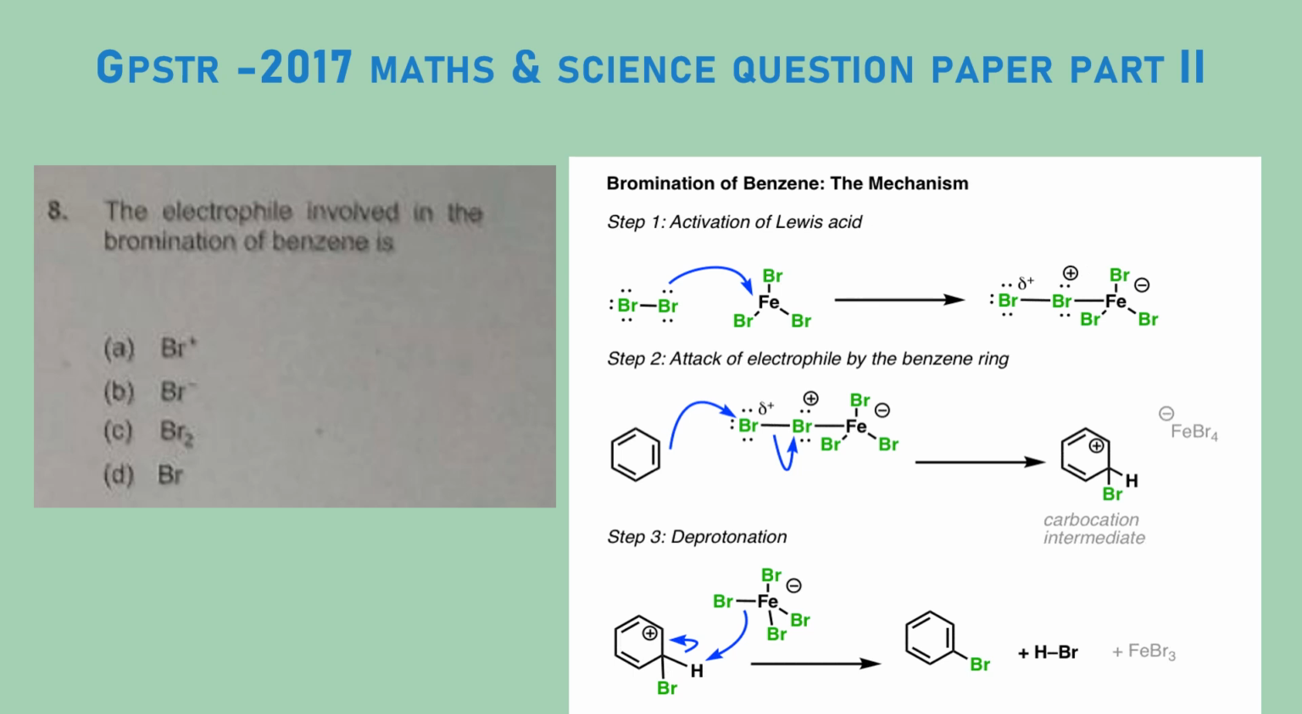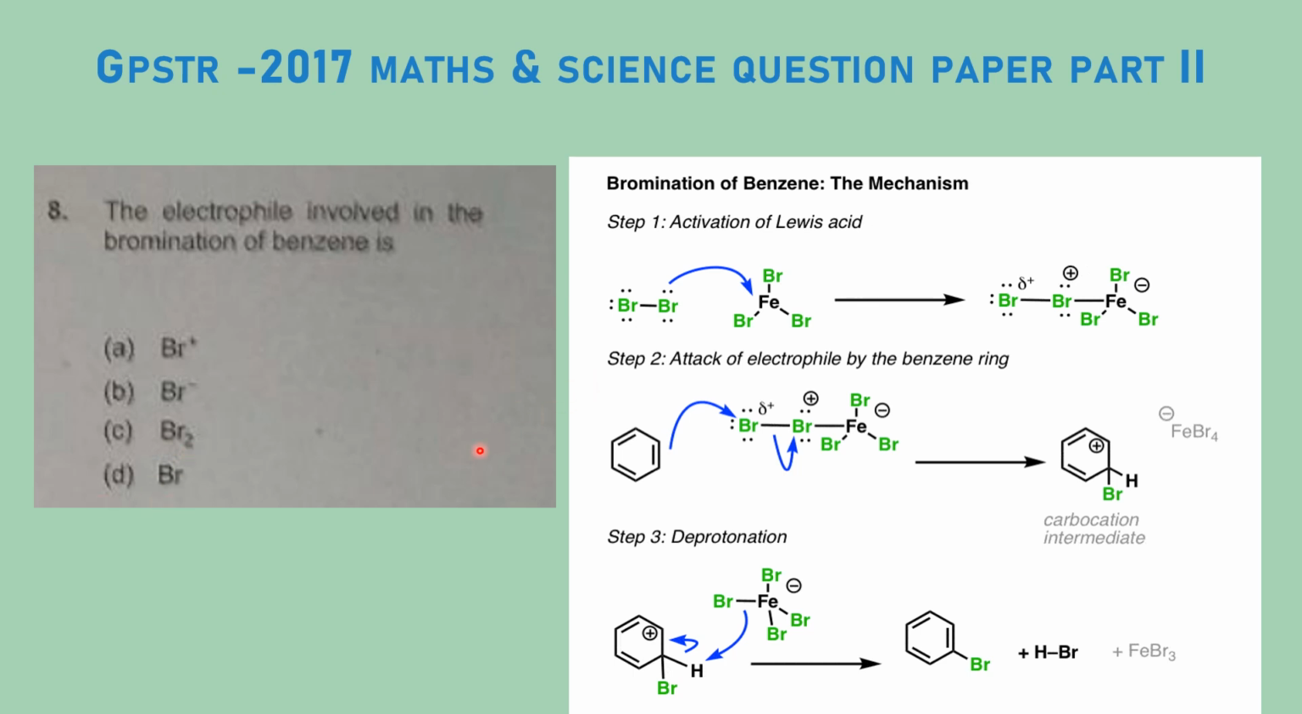Let us discuss the next question. The electrophile involved in the bromination of benzene is... Here they are asking which electrophile is involved in the bromination of benzene. Option A, Br plus; option B, Br minus; option C, Br2; option D, Br.